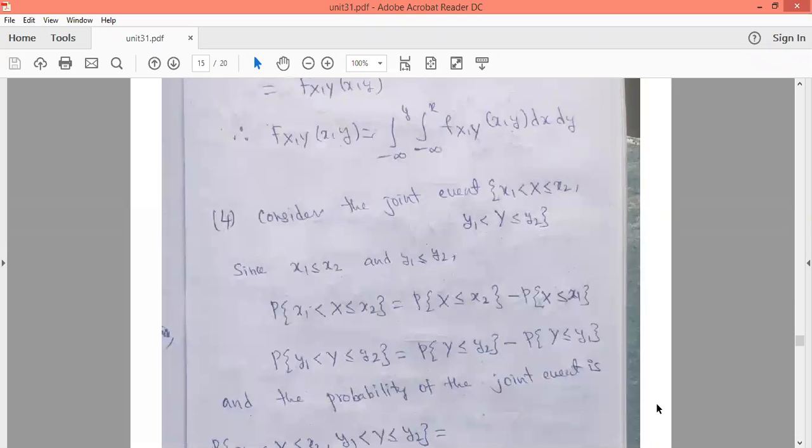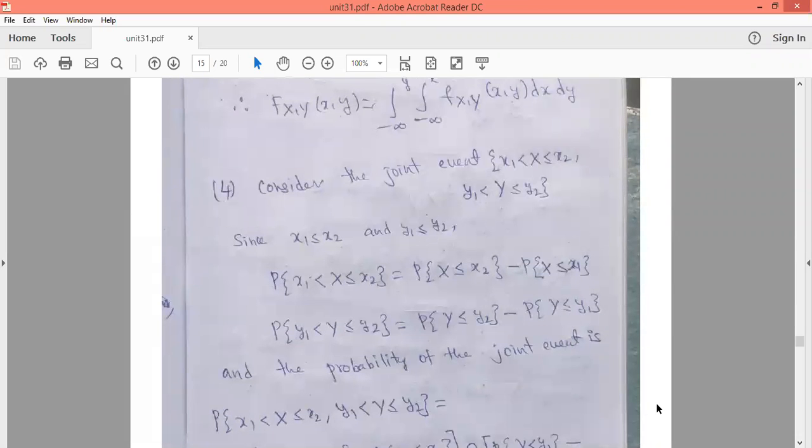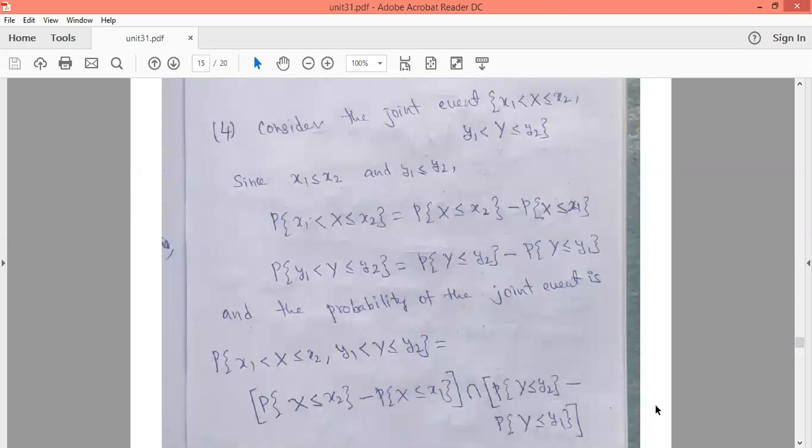And what is the fourth property here? The fourth property is used to find the probability of a joint event, that is, the probability of x1 less than x less than or equal to x2, and y1 less than y less than or equal to y2. Since these ranges are given in the statement, x1 is always less than or equal to x2, and y1 is always less than or equal to y2.